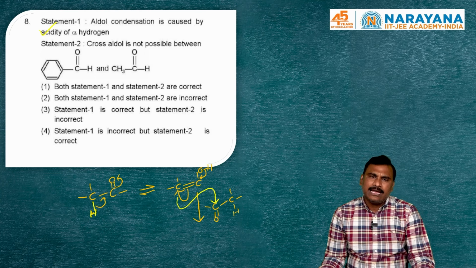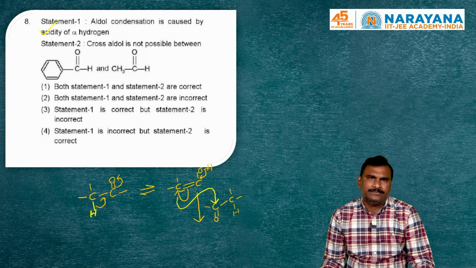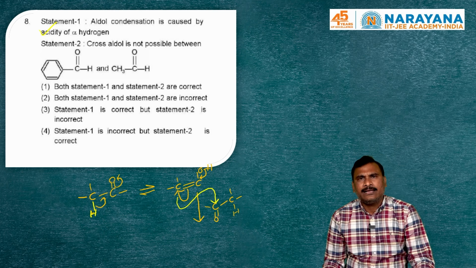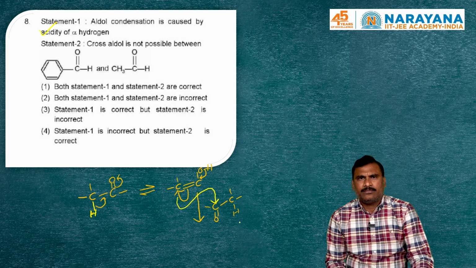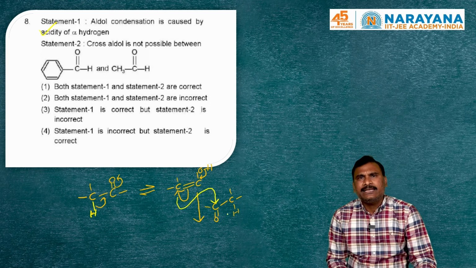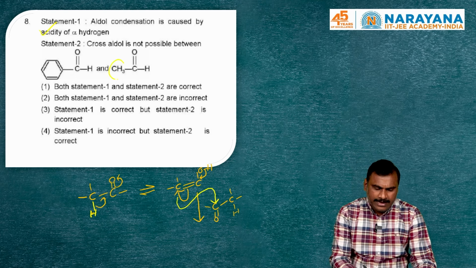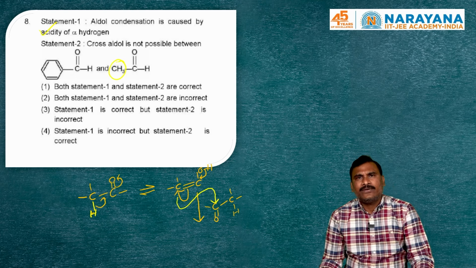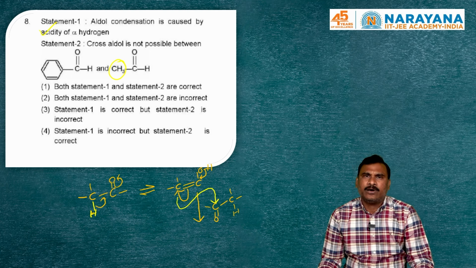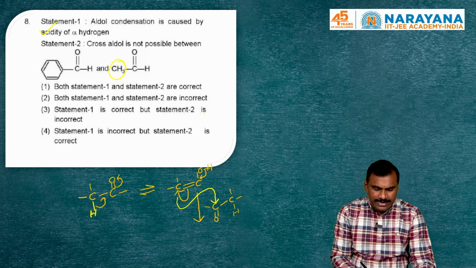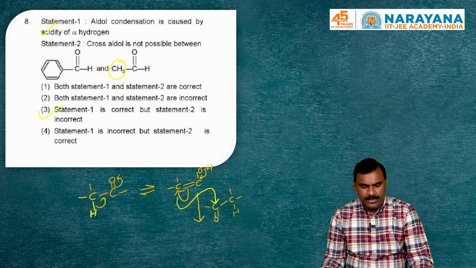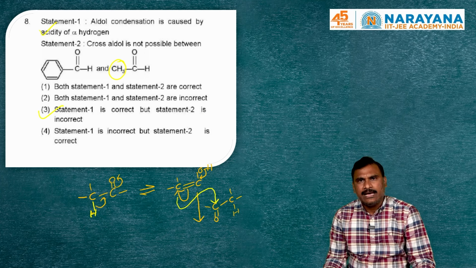Cross aldol is not possible between benzaldehyde and acetaldehyde. Just now we discussed either aldol or cross aldol. In the carbonyl, at least one sp3 C-H, that is an alpha hydrogen, should be present. Yes, in acetaldehyde alpha sp3 C-H is present, so a crossed aldol condensation is possible. But it said this is wrong. So statement 1 is correct and statement 2 is the incorrect one.